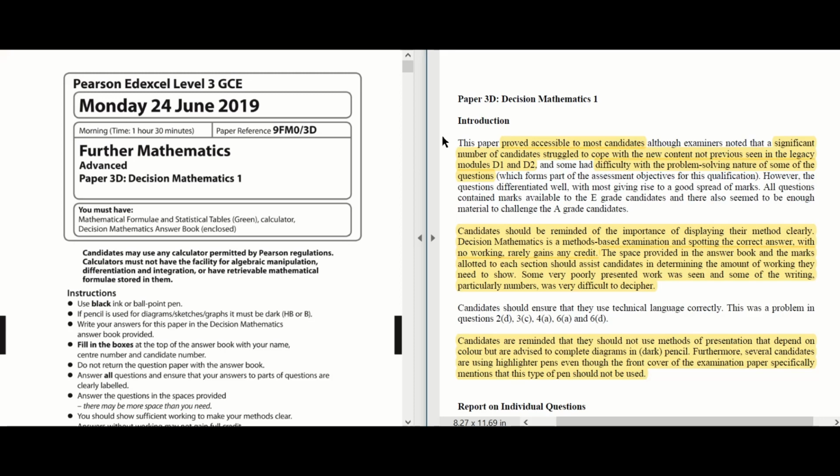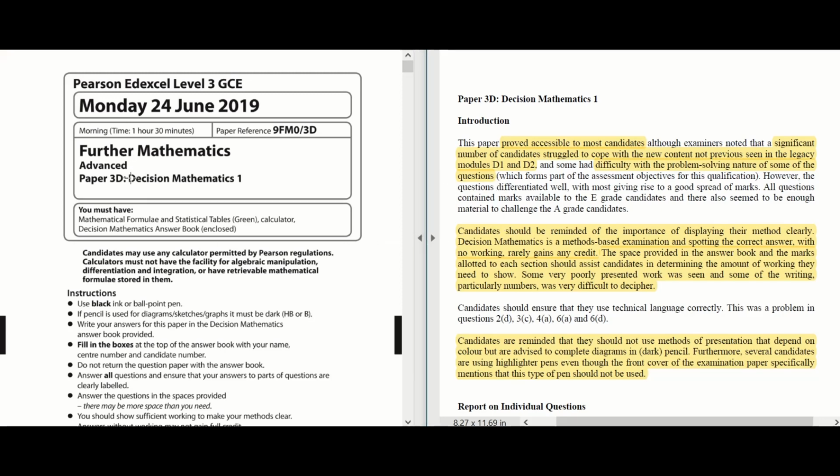Examiner report wise, overall the paper proved accessible to most candidates, which is good, but there were a significant number of candidates who struggled to cope with the new content not previously seen in the legacy modules D1 and D2. Some had difficulty with the problem-solving nature of some of the questions.